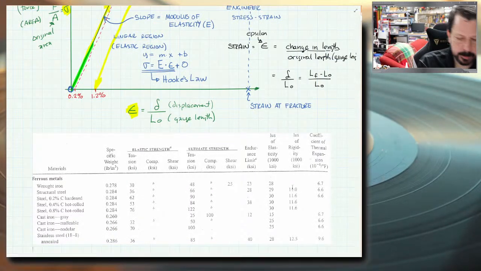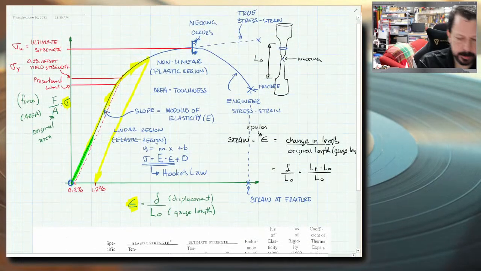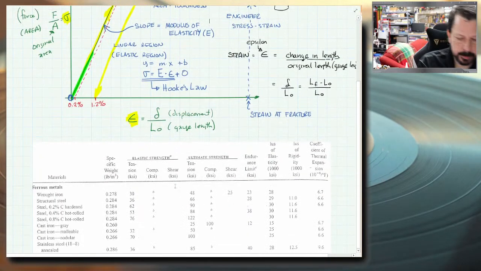Elastic strength and ultimate strength. The elastic one might make sense because we've got this elastic region that we talked about. And ultimate strength is related somehow to the ultimate region or the plastic region. There are 3 columns under each of these: a tension column, a compression column, and a shear column under each of elastic and ultimate.